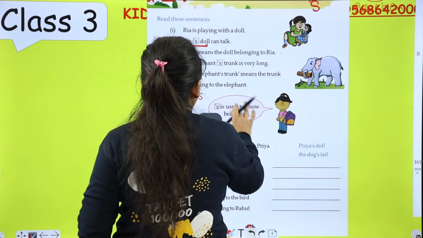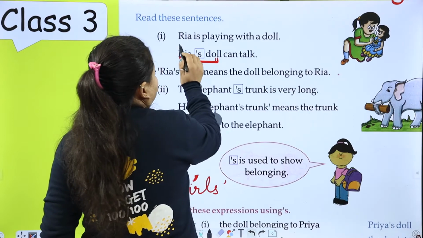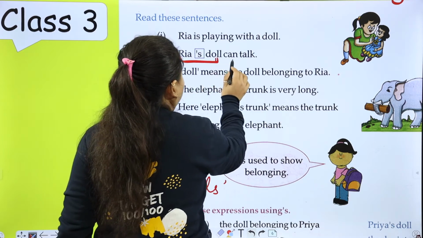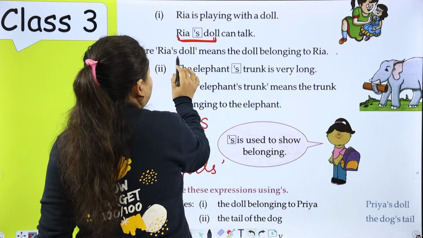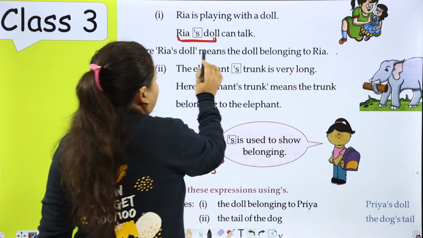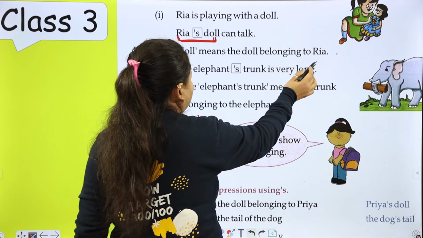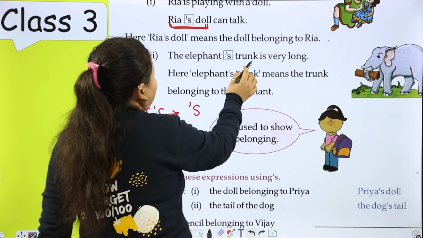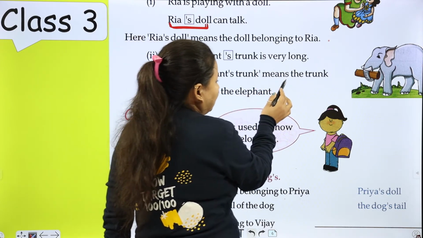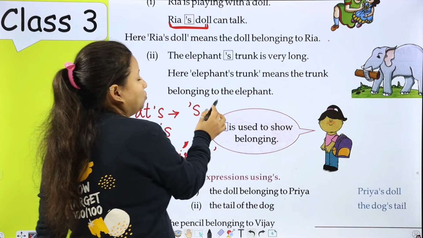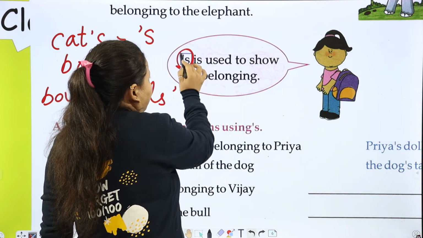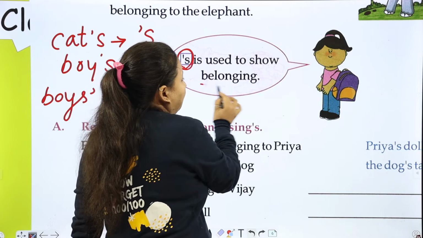Now here are some examples. First of all, read these sentences. Riya is playing with a doll. Riya's doll can talk. Here Riya's doll means the doll belonging to Riya. The elephant's trunk is very long. So here elephant's trunk means the trunk belonging to the elephant. So apostrophe S is used to show belongings.